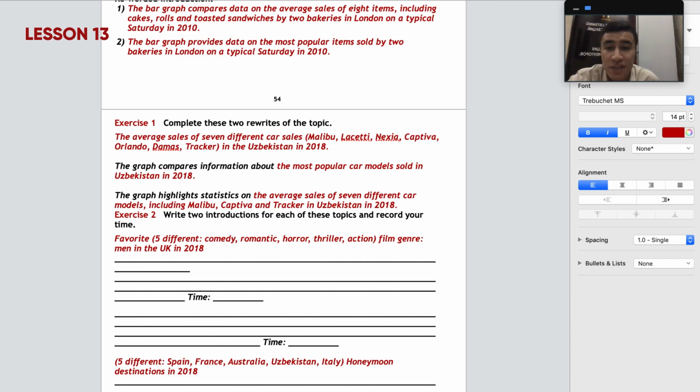The graph compares information about the most popular car models sold in Uzbekistan in 2018. The graph highlights statistics on the average sales of 7 different car models, including Malibu, Captiva, and Tracker in Uzbekistan in 2018. So when you're naming some of the items, keep in mind that you don't have to name all of them, some of them, let's say 2 or 3.